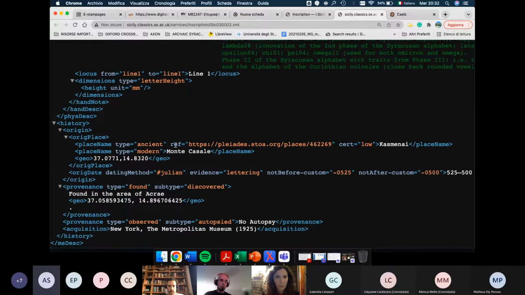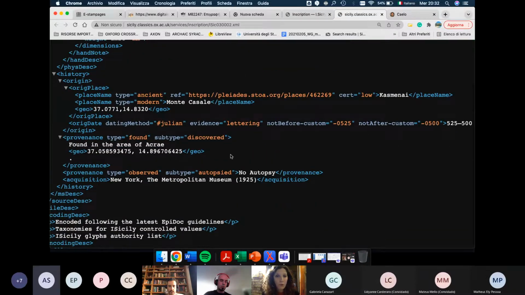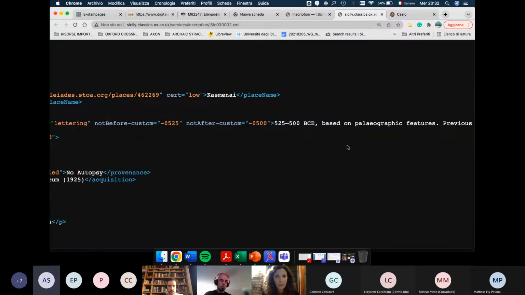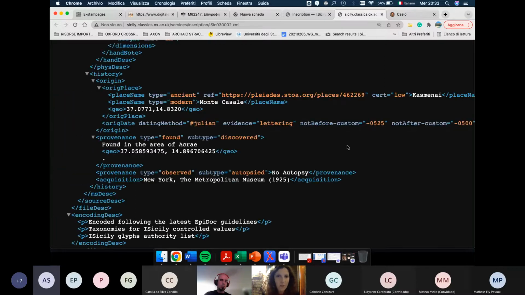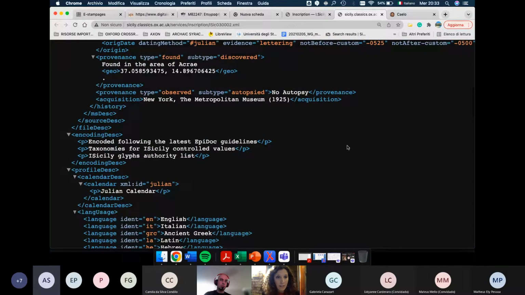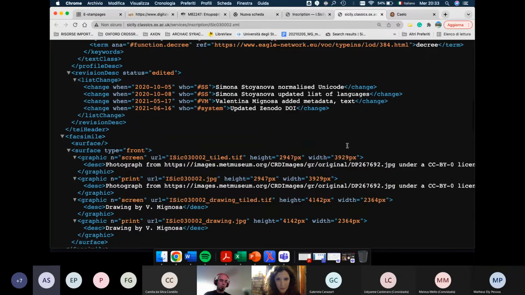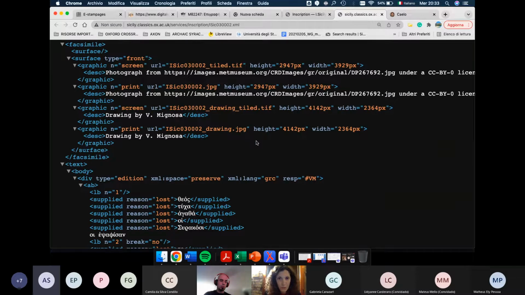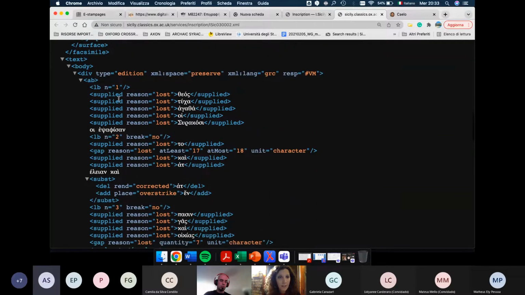do the wrong choices. So, for example, here you have the coordinates of the find spot. So we have Casmenai, the modern name, but also the geo coordinates of the actual place in which the lamina was found. So not only the city of Athens, but also the actual area in which the place was found, when you, of course, have this information for archival material. And again, here there is other information, less interesting. Here is the information about the image, and here is the text.